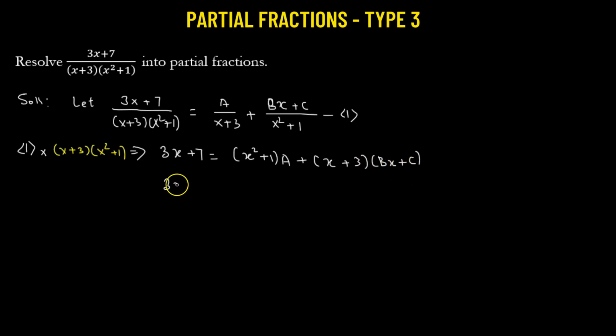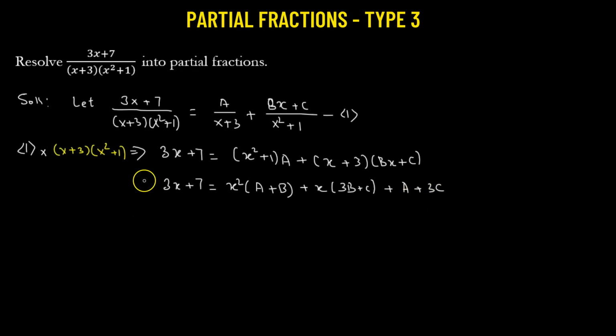Fine. So that gives us 3x + 7 equals, and we are going to combine all the like terms on the right hand side. So we have x², its coefficient being A + B. Then we have x with coefficient 3B + C. And then we have the constant term A + 3C.